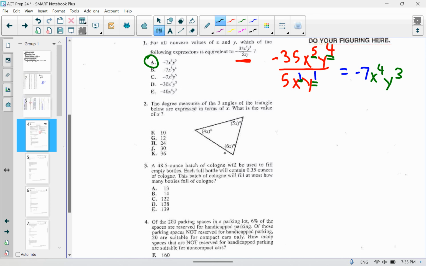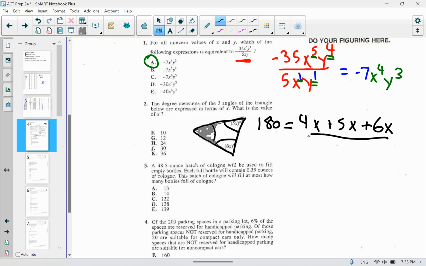Number 2, I have a triangle with angles. The angles of a triangle always add up to 180. So I know 180 equals 4x plus 5x plus 6x. I can combine like terms to give me 15x equals 180. And I can divide both sides by 15, giving me x is 12, for letter G.